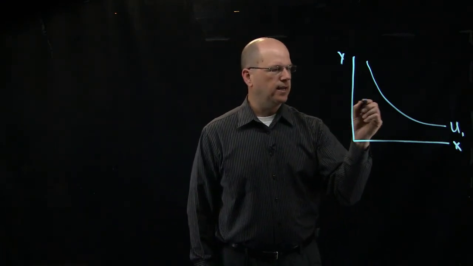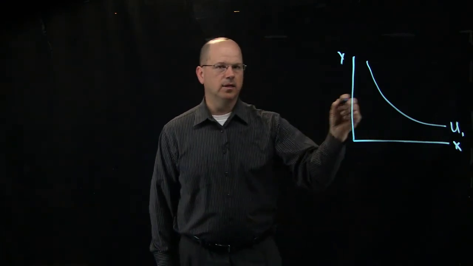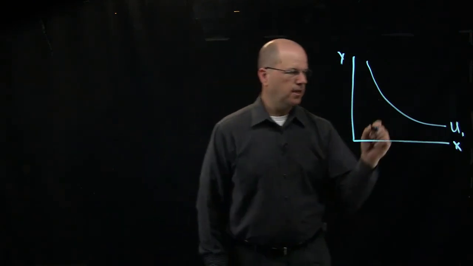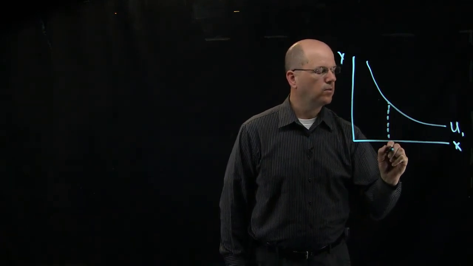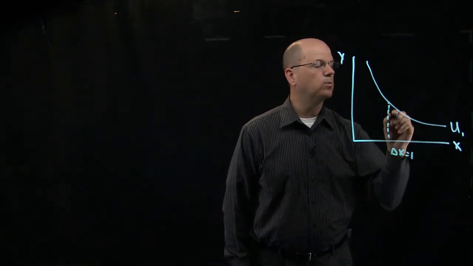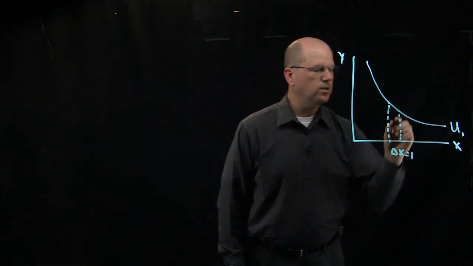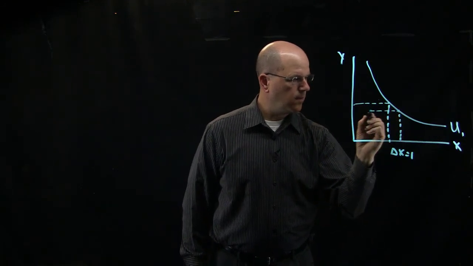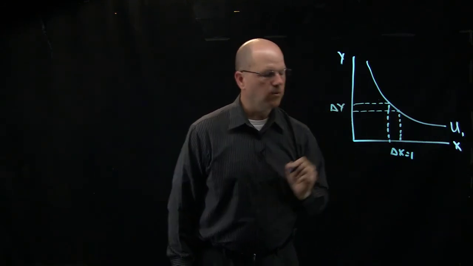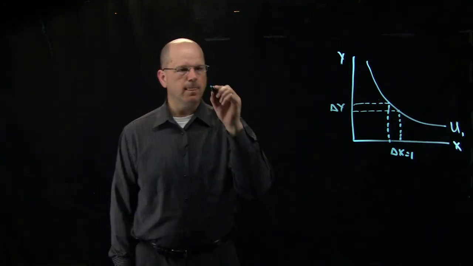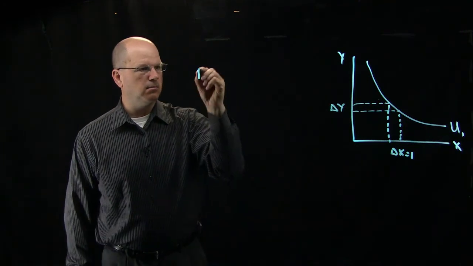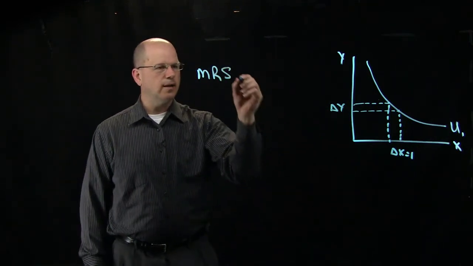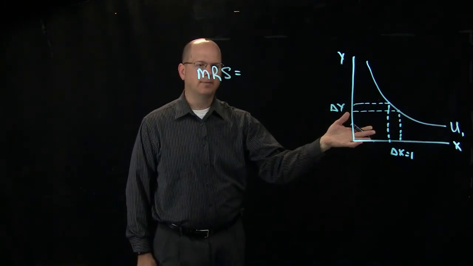So what we're going to look at is how much Y the consumer is willing to give up to get one more unit of good X. And so we always look at change in X equals 1. So this is 1 unit of good X, and we want to know what is the change in Y. So we have this term in economics called the marginal rate of substitution. The marginal rate of substitution is exactly what we just described here.